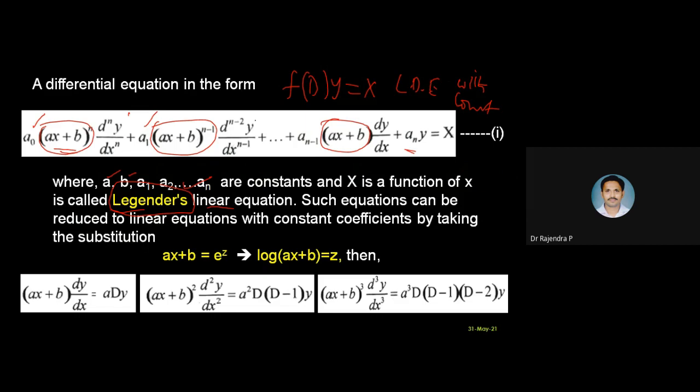If it is d to the power of n minus 1 y by dx to the power of n minus 1, then we have degree n minus 1. If the order is 1, then ax plus b whole to the power of 1. Based on the order of your differential, there is a variable coefficient of the form ax plus b which has the same degree.